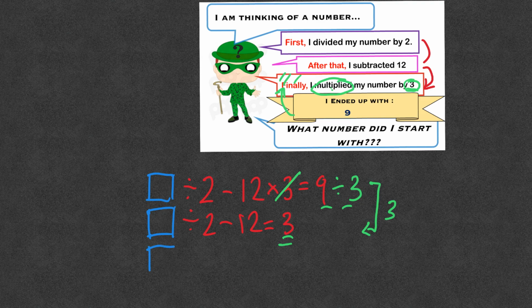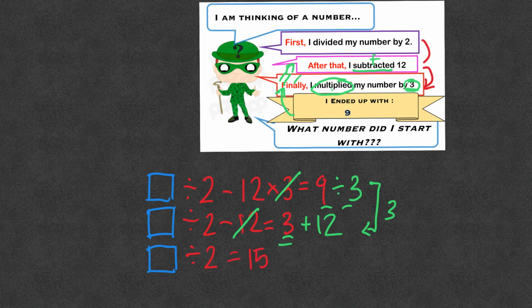Now, what I'm going to do is, if here we've subtracted 12, we need to do the opposite. We will need to add. So 3 add on 12 will get rid of that 12. We're doing the opposite of what the Riddler did. 3 add on 12 means that mystery number divided by 2 is the same as 15.